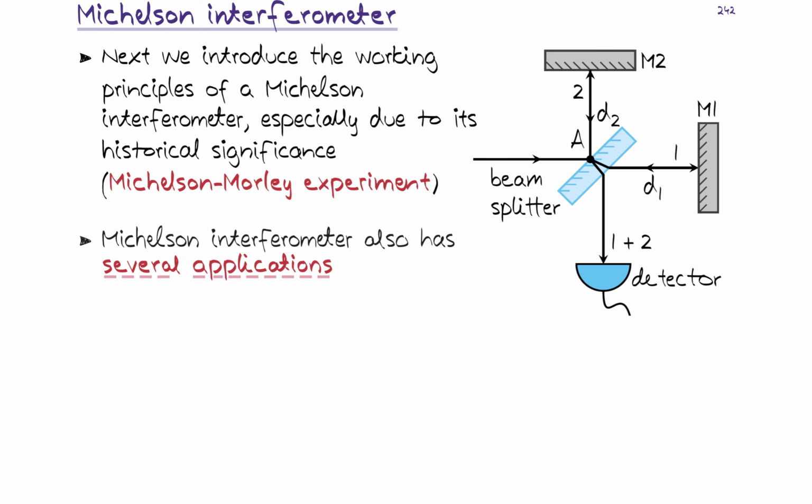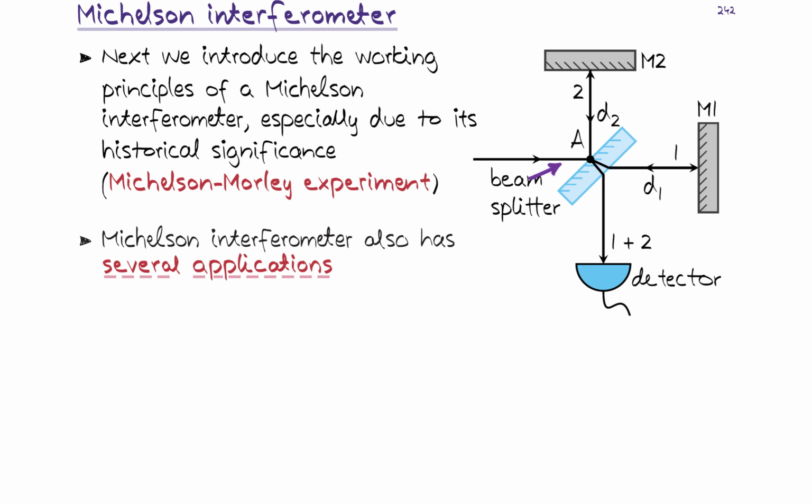So essentially, we have two mirrors here. A beam of light is arriving at a beam splitter at this point A. It reflects into the second mirror, and an optical path length is associated with this propagation. And then the second ray of light goes through the beam splitter and into the detector.